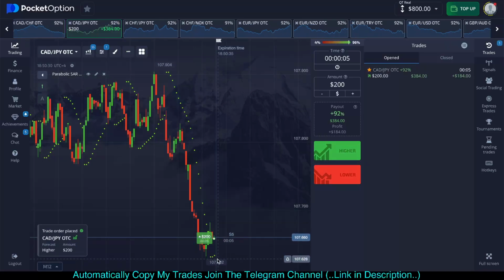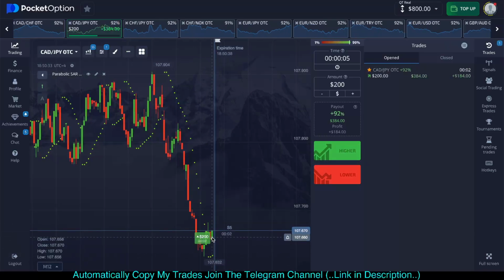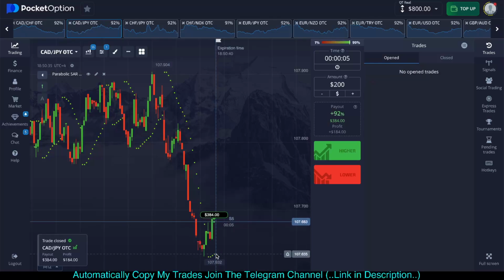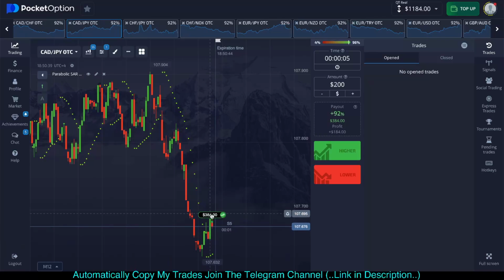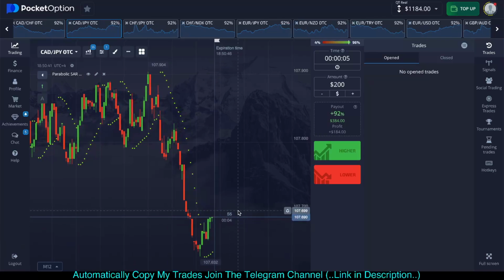Okay, you could have made a trade, and here you could have lost, but I made a trade a little bit after, in the third candle. Okay, and I made a profit. Now one more thing I want you to understand here.